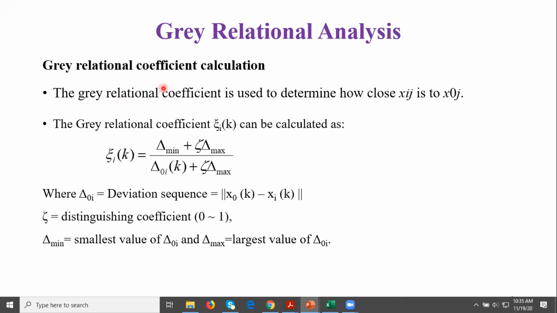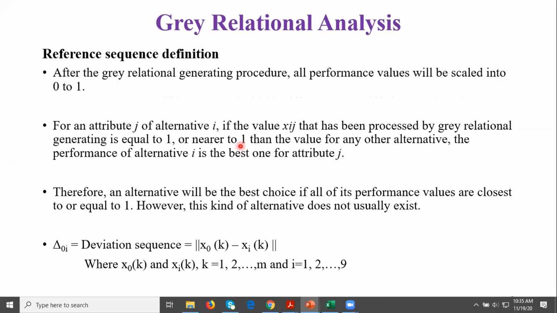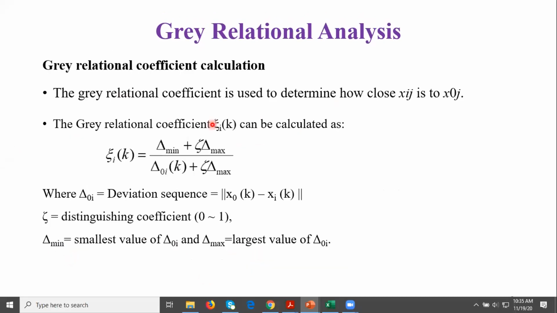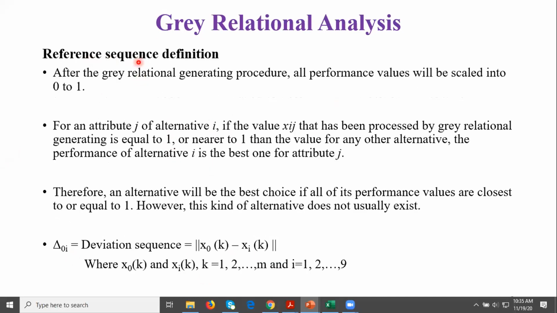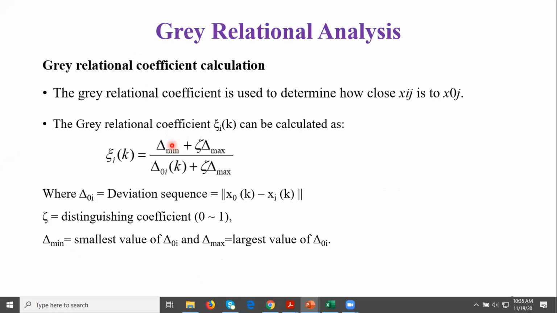Okay, in the gradation coefficient they are calculating the coefficients based on the reference sequence values here. Whatever the reference sequence value is, the delta 0i. Based on the delta 0i values, they are calculating the gradation coefficients. So when calculating, in particular experiments, what is the minimum reference sequence and the maximum reference sequence, that is what they are using.